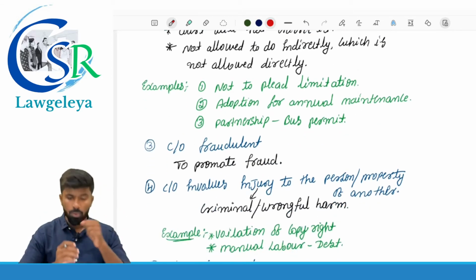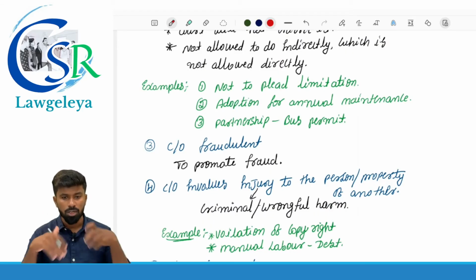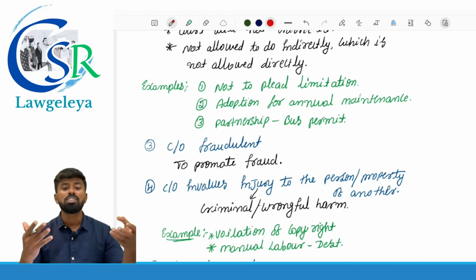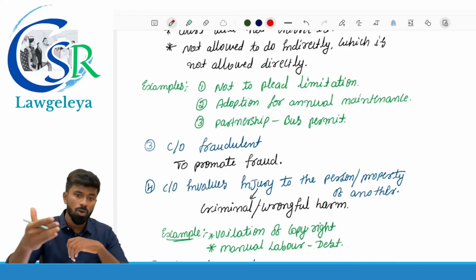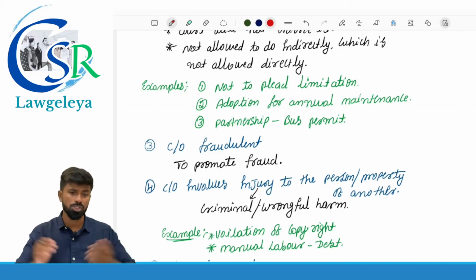Next one, where a consideration or object is fraudulent, means what? To promote the fraud. If a partnership agreement is made with the intent to defraud the public, is that agreement valid? No, the agreement is what? Void. Any agreement where the intention is to cheat or defraud the public or any other person, the agreement is void. Why? Because the object is unlawful.